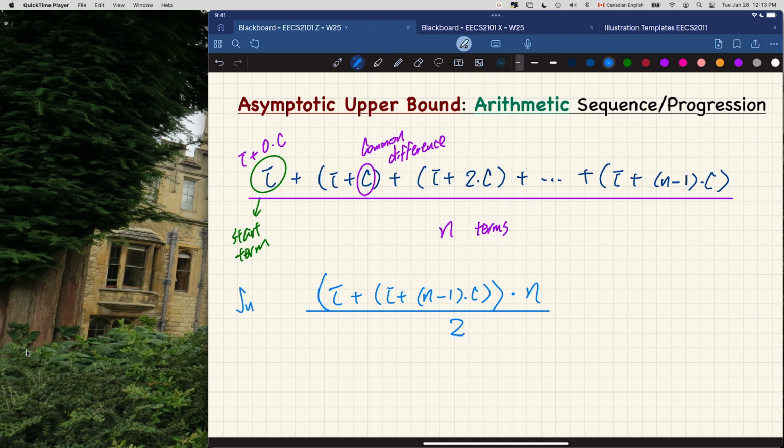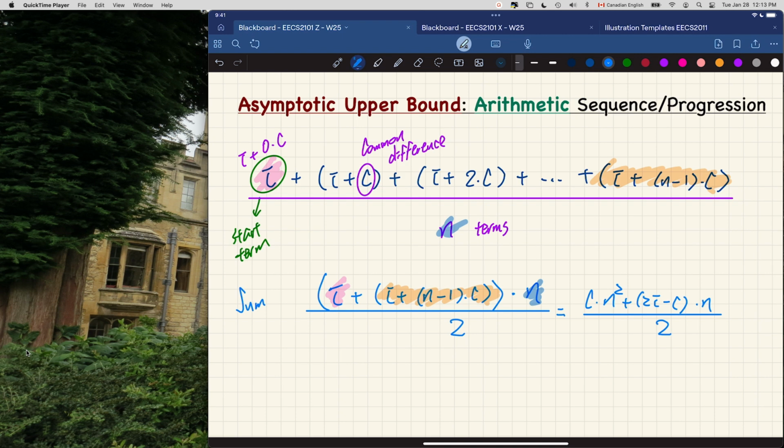Let me just mention again. It's going to be the beginning term, also the last term, multiplied by the number of terms over here, divided by 2. And this one here, I already calculated for you. You don't need to worry. I just put it down for your reference. If you try to simplify it, it's going to be C times n squared plus 2I minus C times n, divided by 2. And what will be the asymptotic upper bound for this?